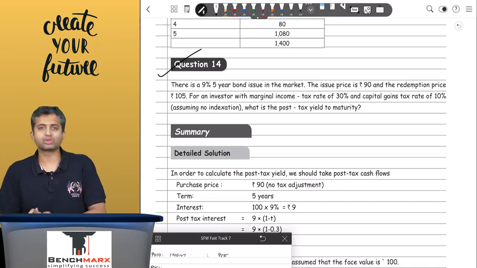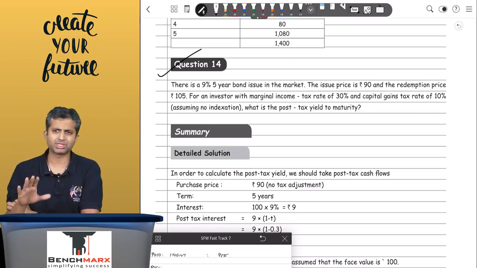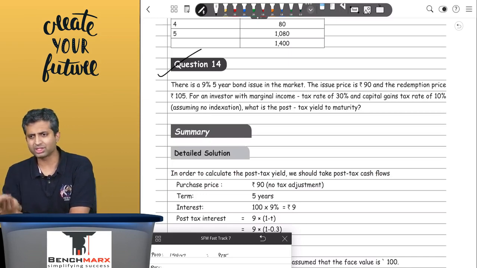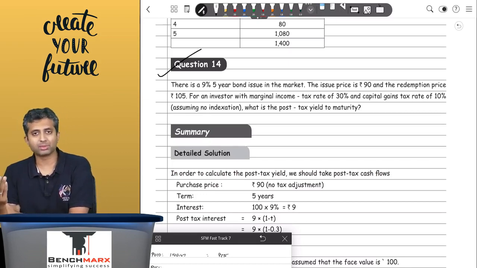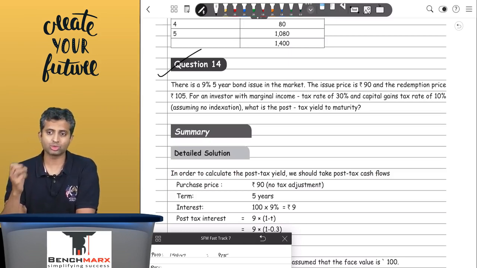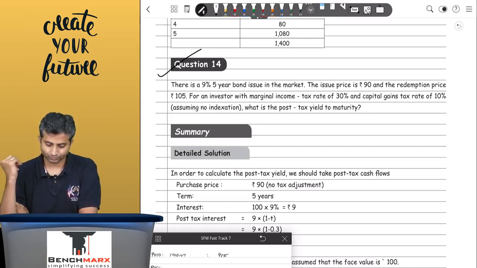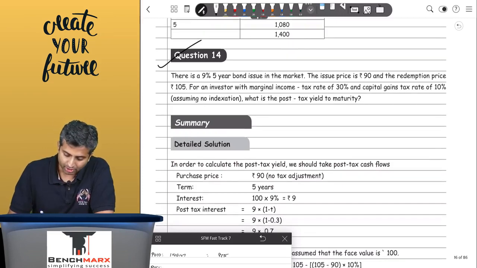If you look at the redemption value, sometimes the redemption happens at a premium, sometimes at par. If the redemption happens at par, that is, the amount that you have invested is the same as what you are getting back, then there is no capital appreciation. However, if there is a capital appreciation element, then there will be capital gains tax on that as well, and hence you will have to find the post-tax redemption value. The moment you find the post-tax interest and the post-tax redemption value, the working becomes exactly the same. Okay, so next you go to question number 14.